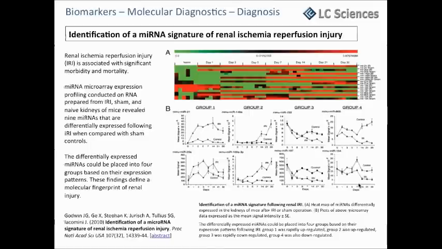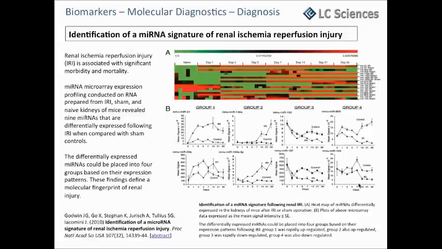Then when you go further into the diagnostic field, this is an interesting paper which was published by Johnson Godwin in 2010, again in PNAS. And it basically identified the biomarker or the microRNA signature of renal ischemia reperfusion injury, or short IRI. And the method of choice back then was again microarray expression profiling.